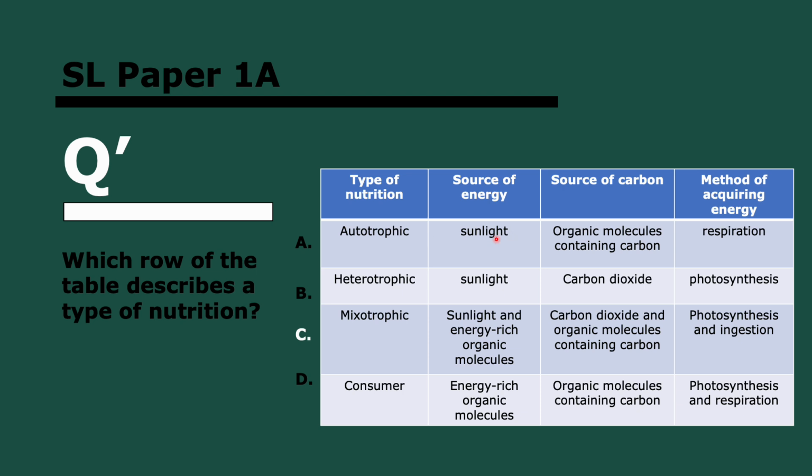They do get energy from sunlight. Their source of carbon, organic molecules containing carbon, that's not true. They get carbon dioxide from the air. Then B. Heterotrophs. Source of energy is sunlight. That's not true. They eat other animals.